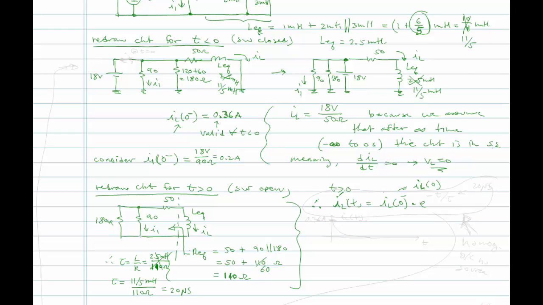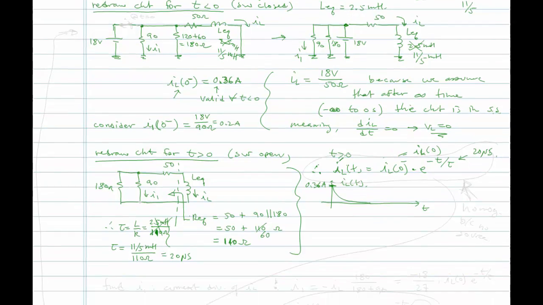This will be times e to the t over tau, where tau is going to be 20 microseconds. So the inductor current is going to just decay, and it will start out at the initial value of, what did we say, 0.36 amps. Okay, 0.36 amps is IL.